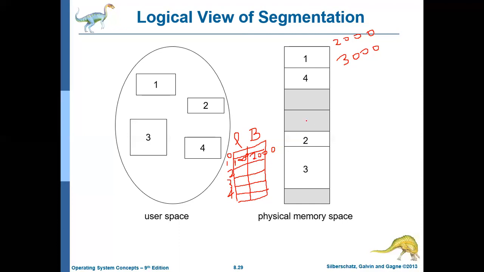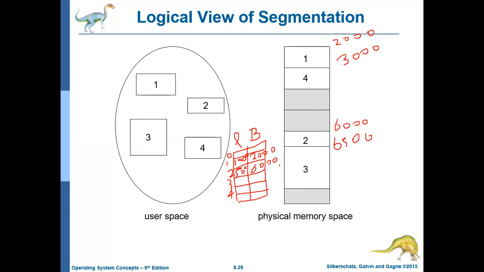Similarly, let us say segment 2's starting address is 6000, and say it is going up to 6500. In this case, its base register value will be 6000, and its limit value will be 500. Limit also represents length. What is the length? So its limit will be 500.